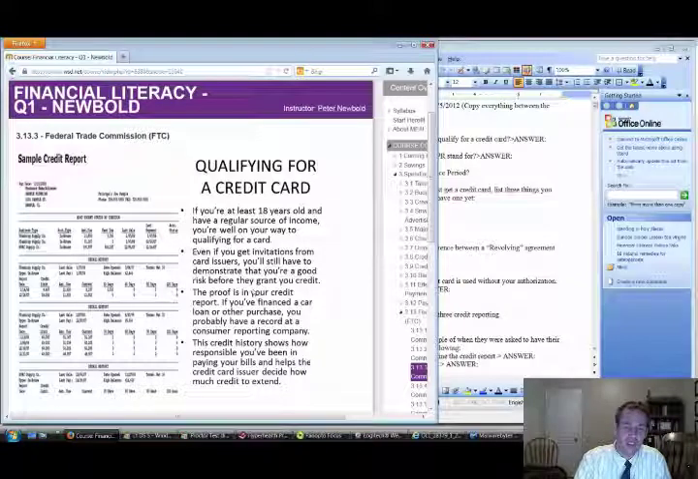And there's some things just to make sure. Proof is in your credit report. If you financed a car, bought something, then you've got credit history.